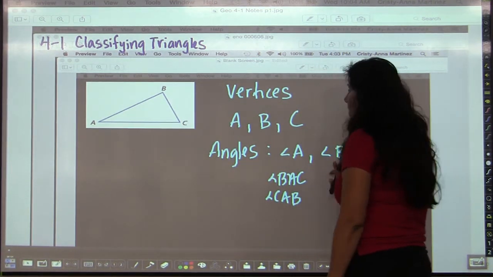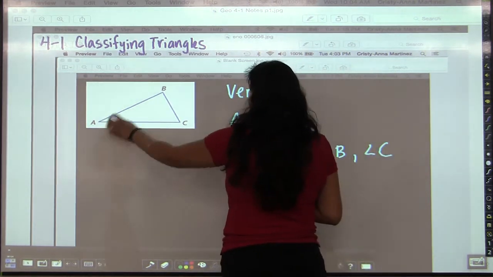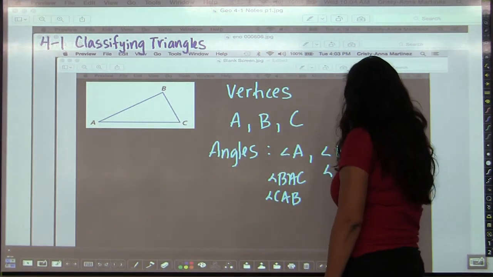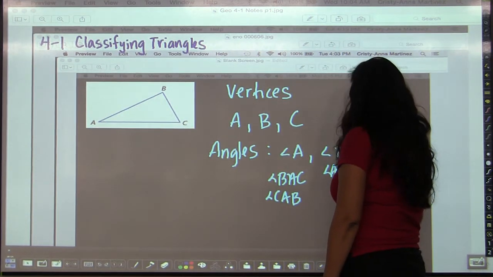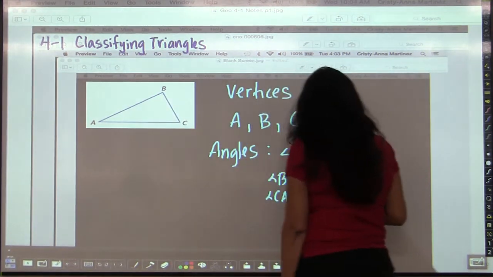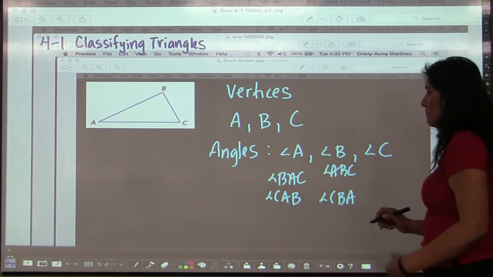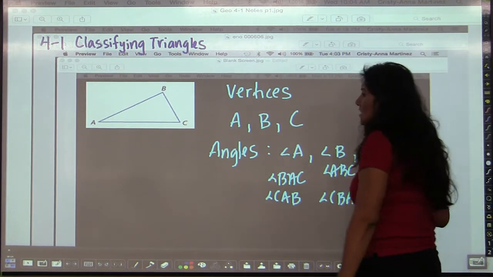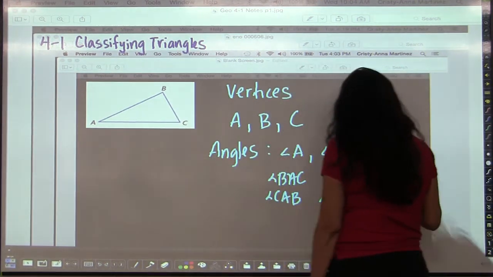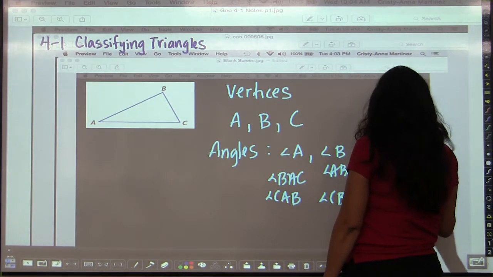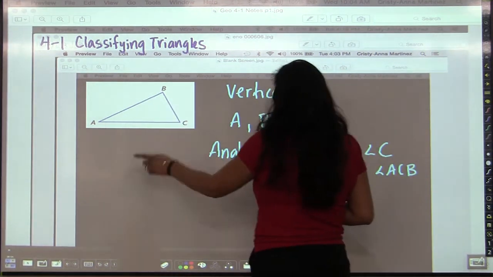And then for angle B, you could call angle B angle ABC. Did I say that right? Yes, I did. Or you can call it angle CBA, which is all stuff we've already done in the past. I just want to remind you about that kind of thing. Angle C would be ACB. A possible name for it would be ACB. Or it could be BCA.